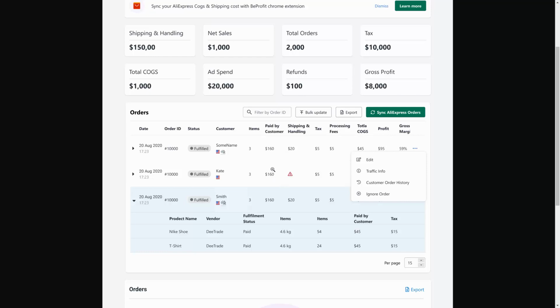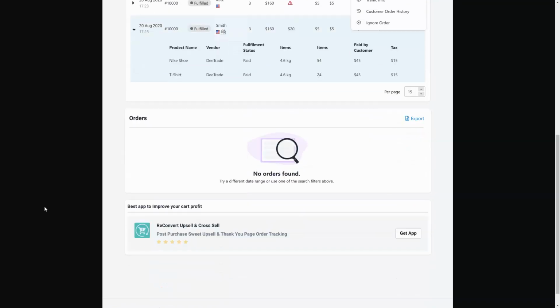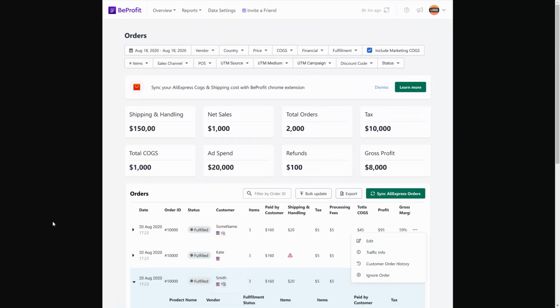Per order information. We could also take a look at traffic info as well to see a little bit more about how we acquired that customer. So really start to finish, giving us the full story. As we click into here, we could then see the individual products that they ordered. But we have a full suite of information here on the orders page to really give us a lot of insights, again, not just overall, but on a per order basis.